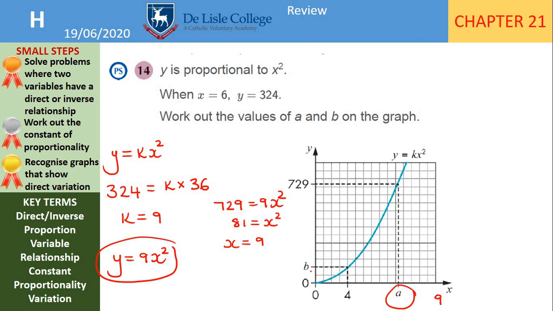For the value of b, the value of b is the y value when the x value is 4. So if I use my formula again, y equals 9x squared, this time I am going to replace the x with 4. This is easier. So 9 times 4 squared will give me the y value that I need, and that is 144.